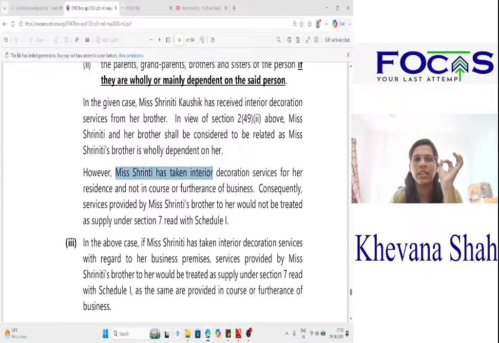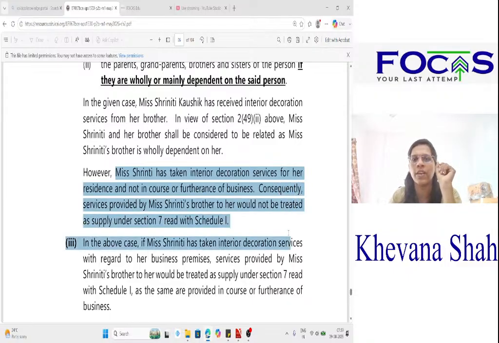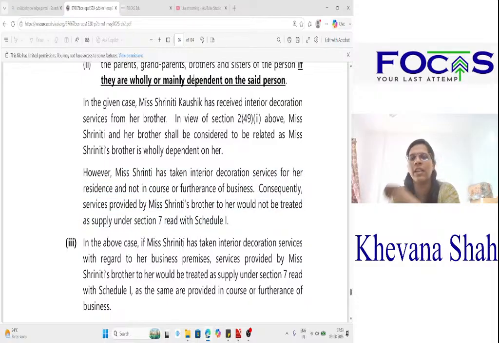However, Miss Srinidhi has taken interior decoration services for her residence and not in the course or furtherance of business. Consequently, services provided by Miss Srinidhi's brother to her would not be treated as supply under Section 7 read with Schedule 1. Okay, so that's all for today.